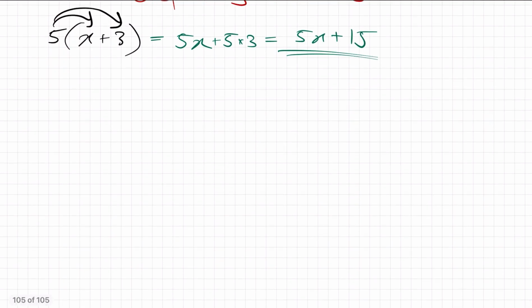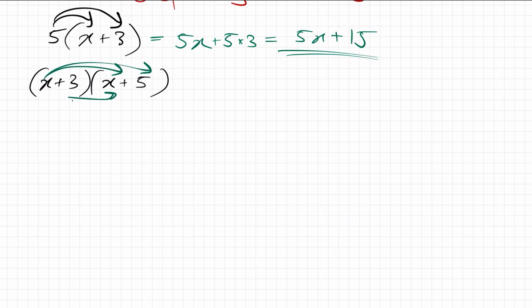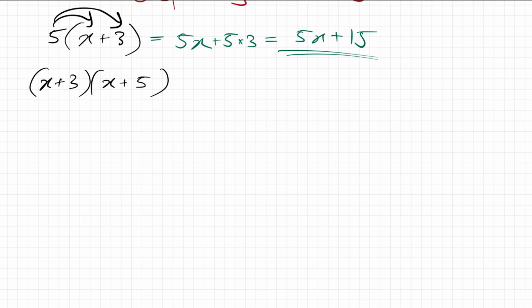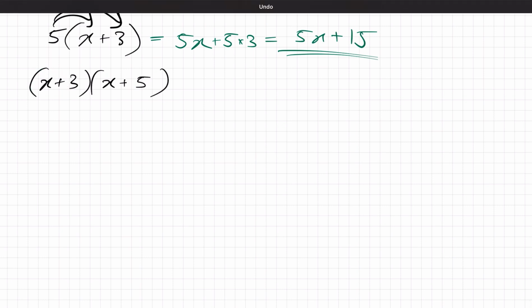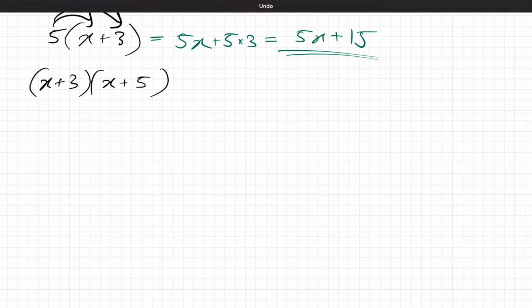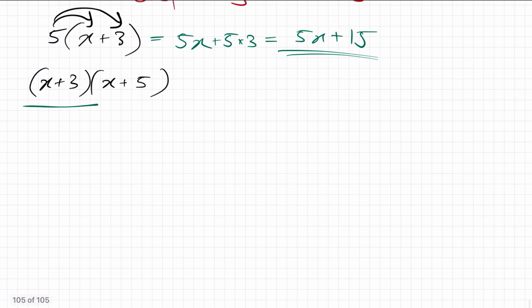Let's move this up to a bigger example. So let's say we have x plus 3 multiplied by x plus 5. So you might have heard of a FOIL method. That's what we're going to be doing, but I'm going to be showing you a slightly different way of thinking about it. What we're going to do is treat this entire bracket like a singular term, and we're going to use the same method from up here. So we multiply this bracket by this, then multiply this bracket by this.